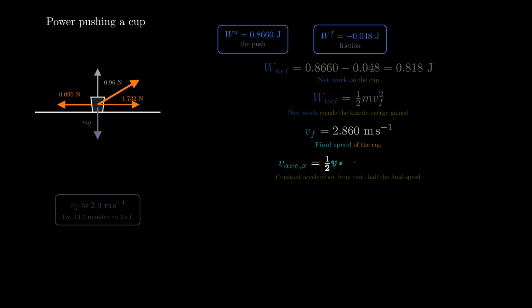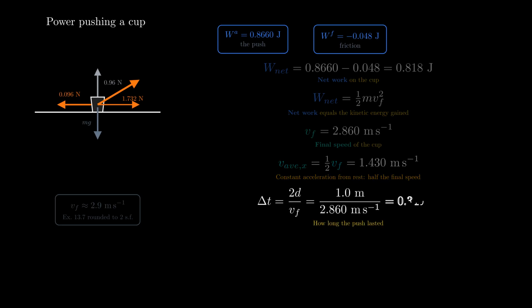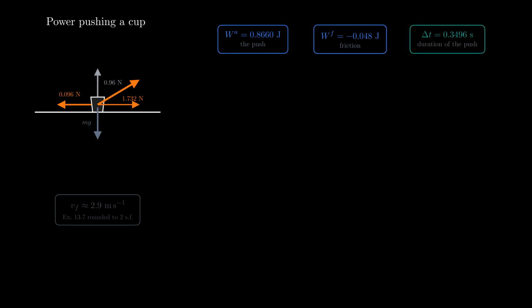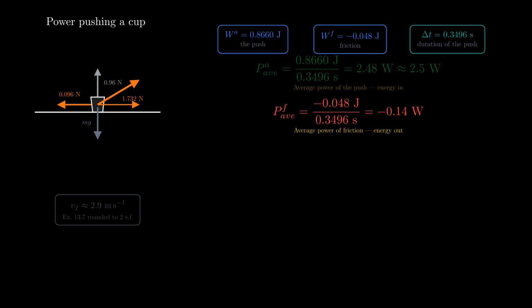Under constant acceleration from rest, the average velocity is half the final speed, so the push lasts twice the distance divided by the final speed. 1 meter over 2.86, 0.3496 seconds. Now both powers. The pushing force, 0.866 joules over 0.3496 seconds: 2.48 watts, 2.5 to 2 significant figures.